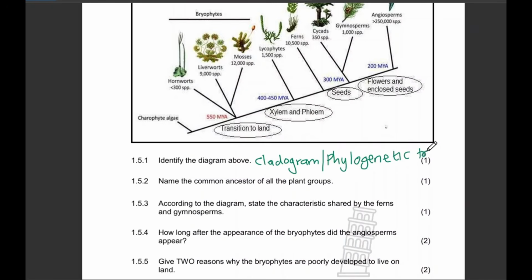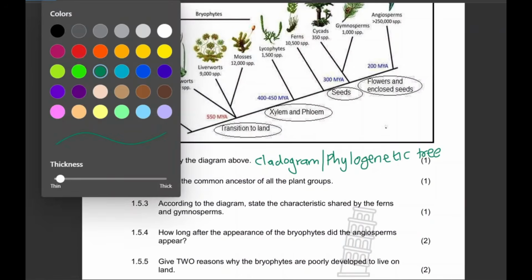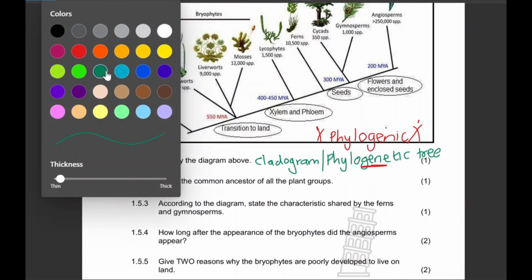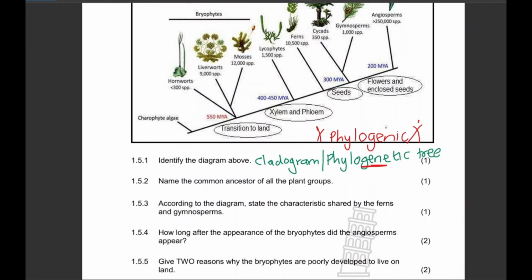Most learners make a mistake of saying this is a phylogenic. Please do not make that mistake. This is not a phylogenic. This is how other learners write this word, phylogenic. This is incorrect, guys. It's not phylogenic. It's phylogenetic tree. So please make sure to not make that mistake. All right. We move to the next question.